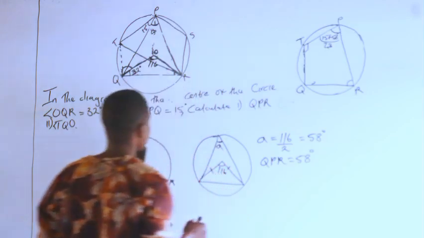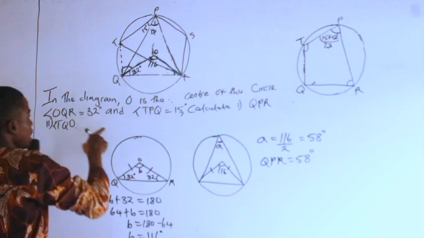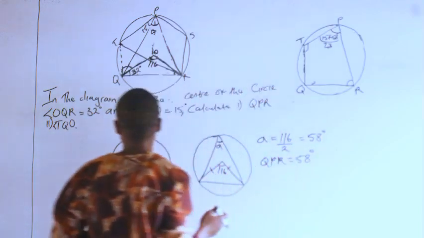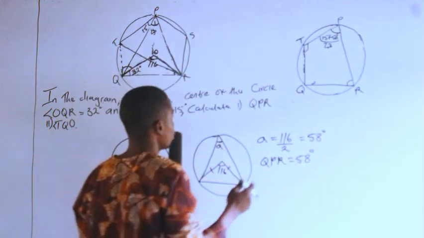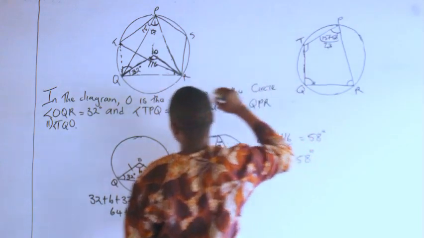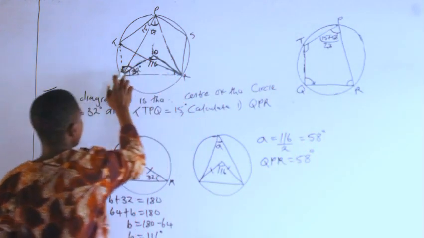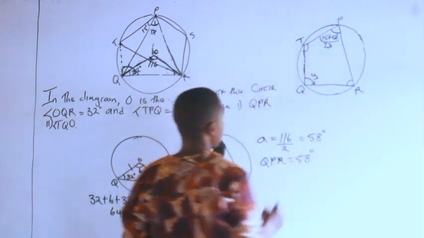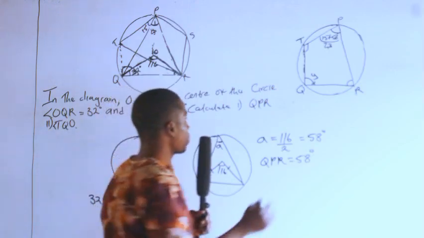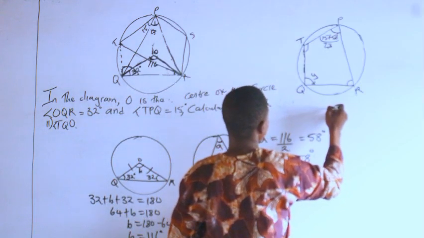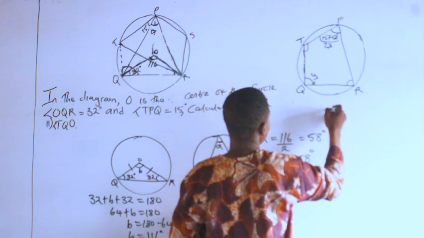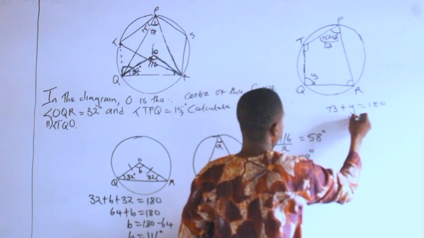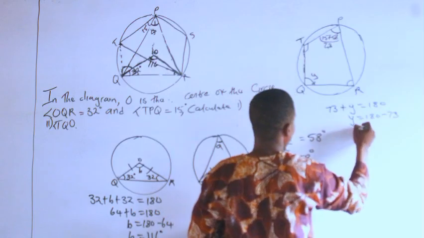Now, remember, they said that we should find TQ. We have never found the TQR. We are just finding all of them here. From here to this section, we don't know, let us call it y. Are you getting me now? Who can tell me? It will now be 73 plus y equal to 180. Now y equal to 180 minus 73.